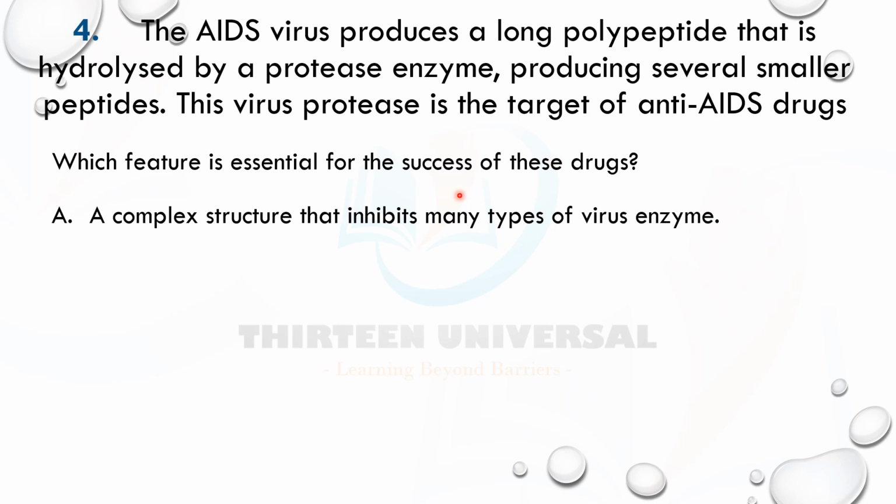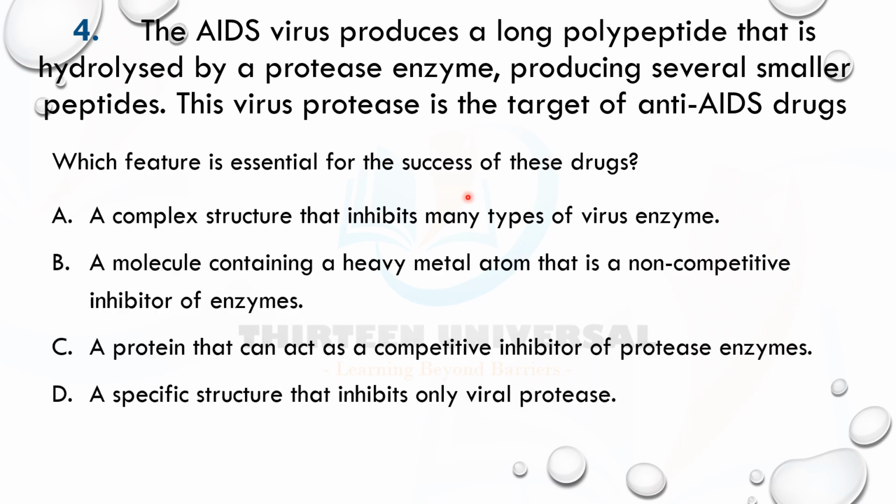Okay, look at A. Just pause it and then check on it. A says a complex structure that inhibits many types of virus enzyme, many types. Now, this is just one enzyme, virus protease, just one. Look at this: a molecule contains a heavy metal atom that is a non-competitive inhibitor of enzymes.